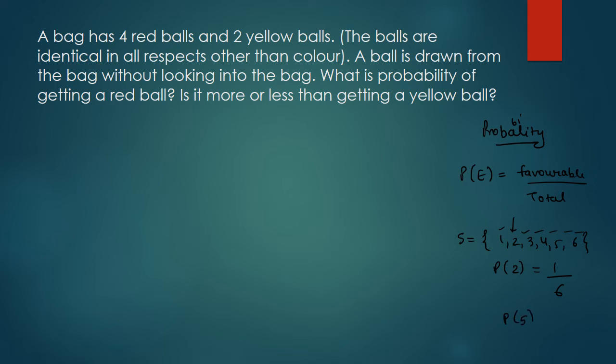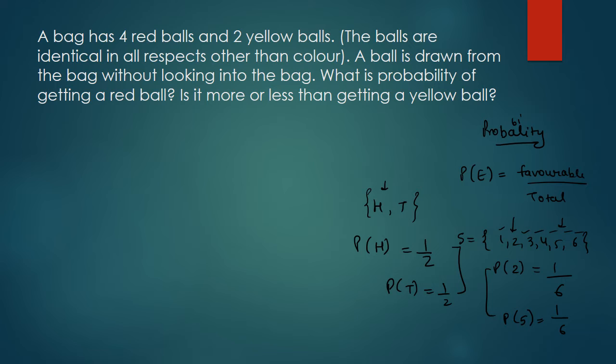Probability of getting 5. 5 is also coming 1 time, so 1 by 6. Similarly, if you toss a coin, you get head or tail, either head or tail. So probability of getting a head is 1 time out of 2. Probability of getting a tail is 1 by 2. So those outcomes which have the same probability are called equally likely outcomes.